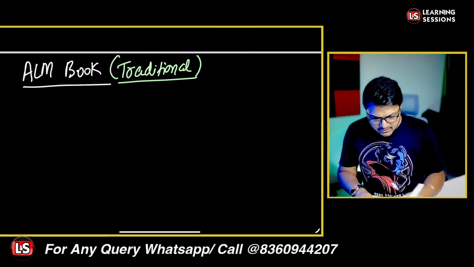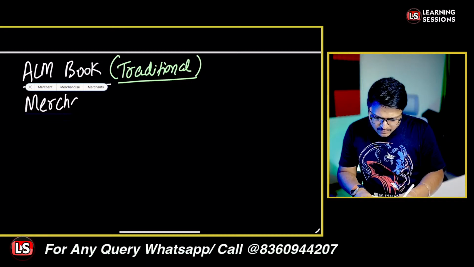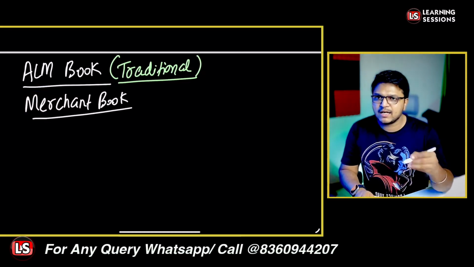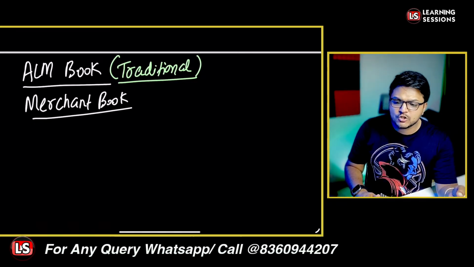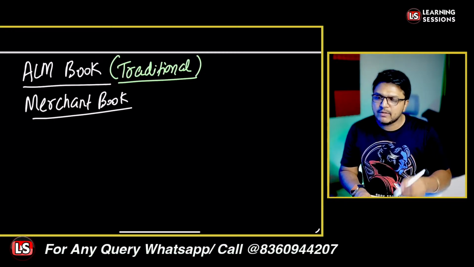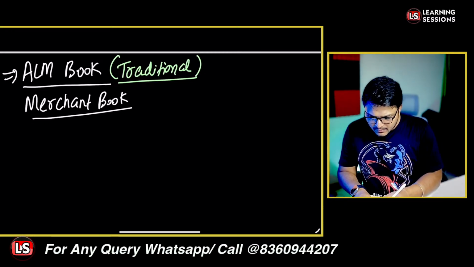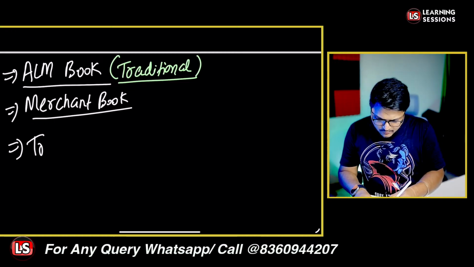And the second one is related to the merchant book. When we are maintaining positions for our customers, let's say a customer wants to purchase 10,000 USD, we have to maintain that particular position. If a customer wants to purchase a derivative, we have to maintain the position. That is done under the merchant book.